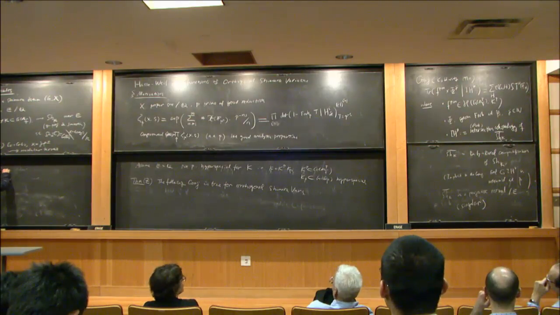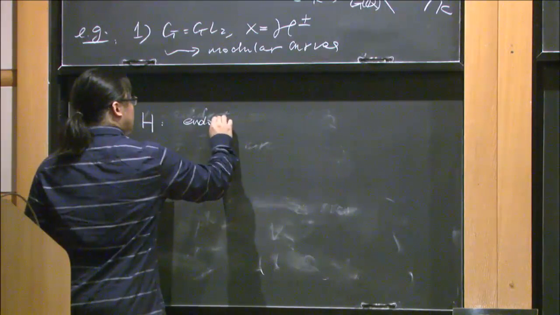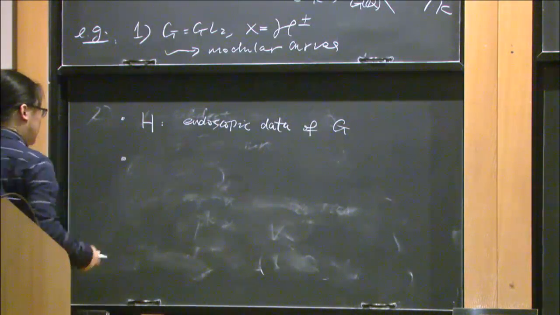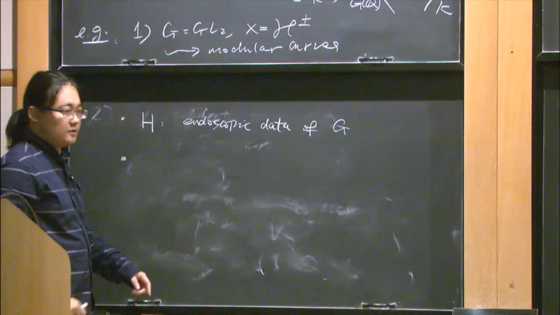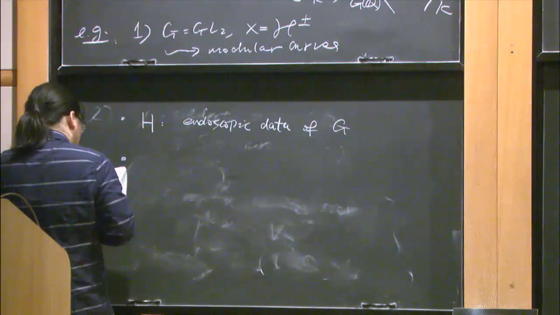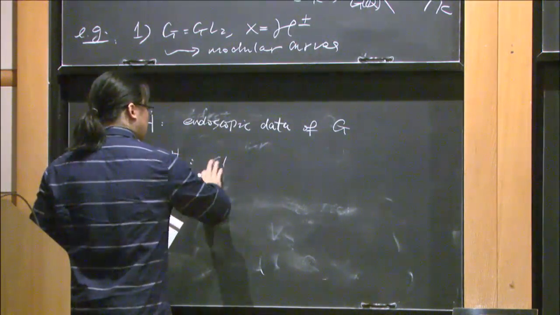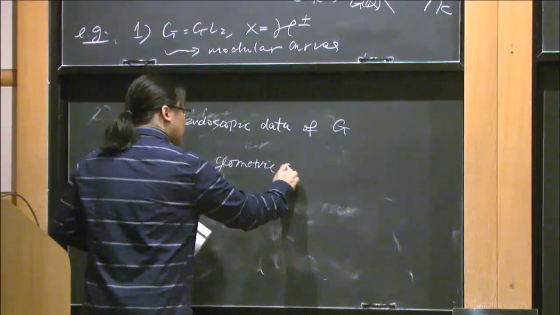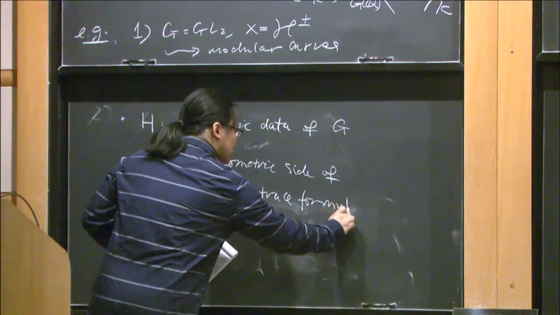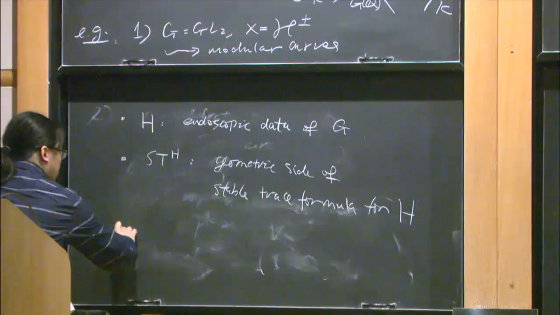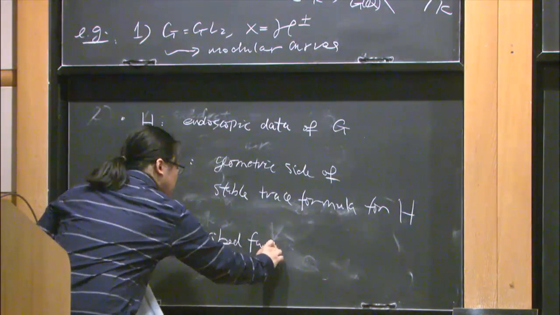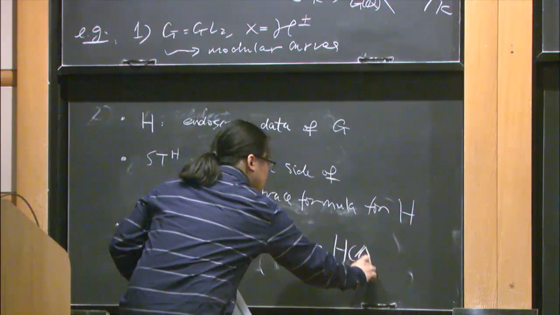So for the terms on the right-hand side, this H runs through endoscopic data of G. Naively speaking, these are just a family of quasi-split reductive groups over Q associated to G. And this ST upper H means the geometric side of the stable trace formula for H. And this f sub H is a prescribed function defined on the adelic points of H. Okay?